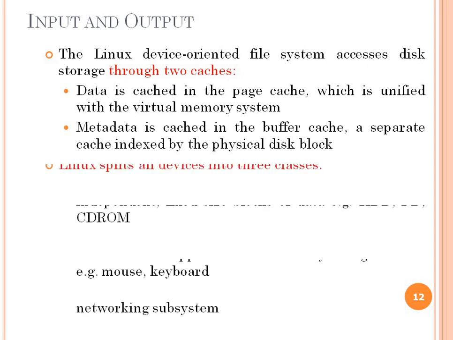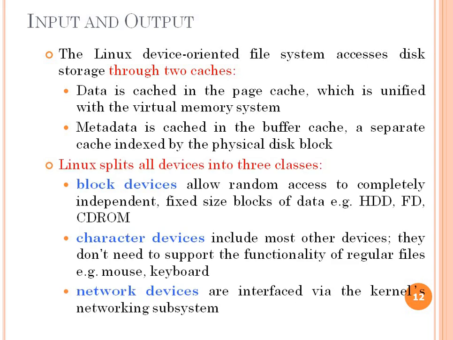Now when we talk about input output for this file system, basically the Linux device-oriented file system accesses disk storage through two caches. The data is cached in the page cache, which we know for the page maintenance of the files, which is unified with the virtual memory system, and the metadata is cached in the buffer cache, a separate cache indexed by the physical disk block. So the metadata cache and the data cache, the page cache, both are maintained over here.